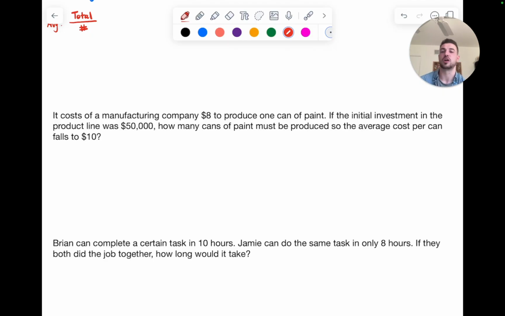For this first one, it says the cost of a manufacturing company. It costs a manufacturing company $8 to produce one can of paint. If the initial investment in the product line was $50,000, how many cans of paint must be produced so the average cost per can falls to $10? There's some key information here. First of all, it costs $8 to produce one can of paint. So for every can that they create, it is going to cost them $8. But then they also paid an initial investment of $50,000. And finally, we want our average cost per can to fall to $10.